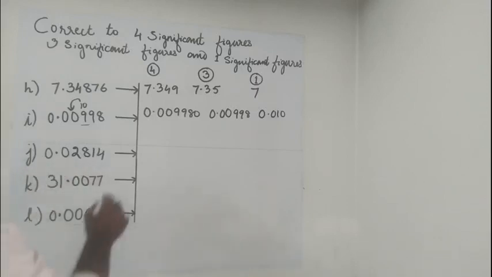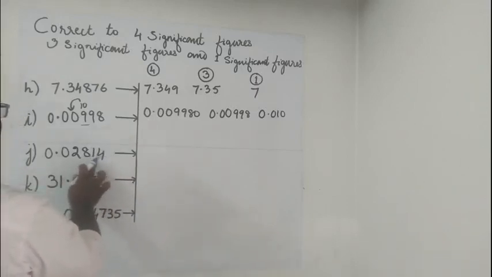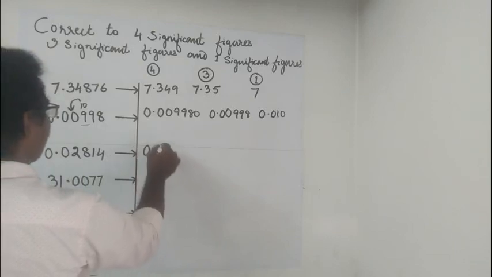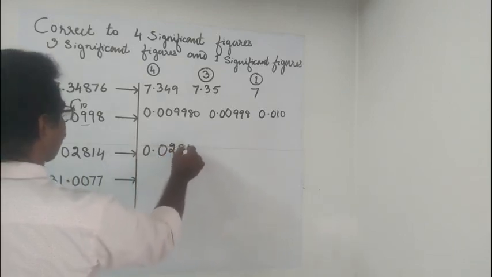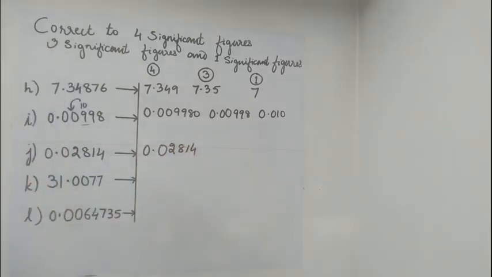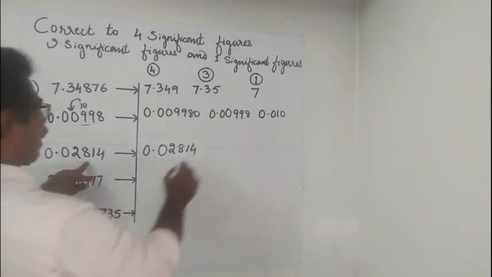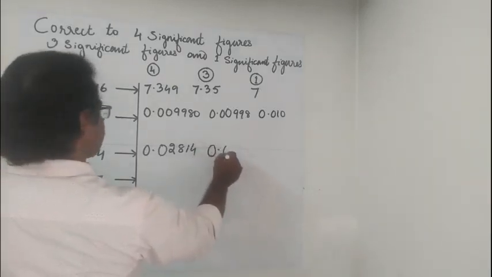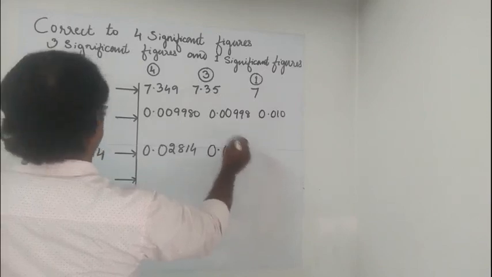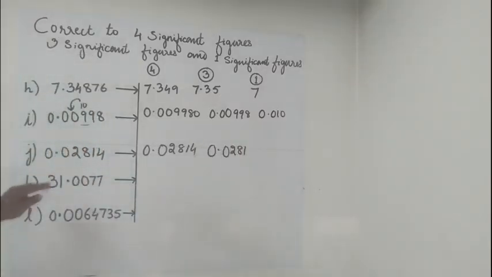Next, 0.02814. So simply write it down, as this is a 4 digit number as it is. Okay, next we have to focus on 3 significant figures. So 3 numbers, 281. After 1 there is 4, less than 5, so no need to change. So here we write down 0.0281.